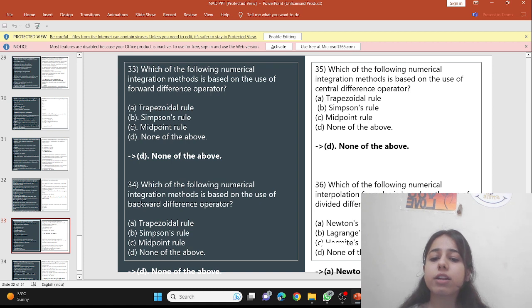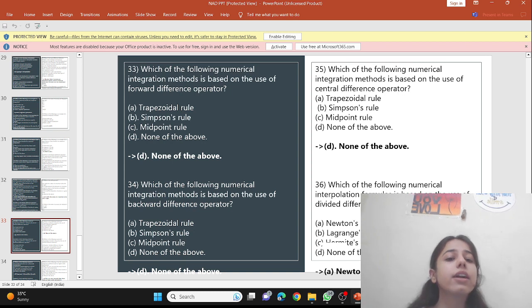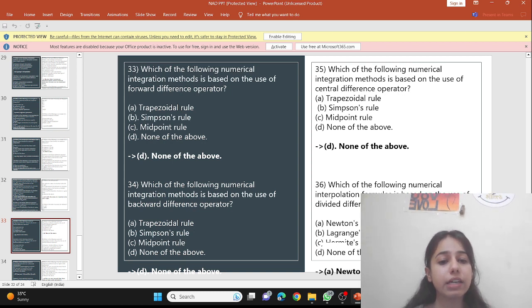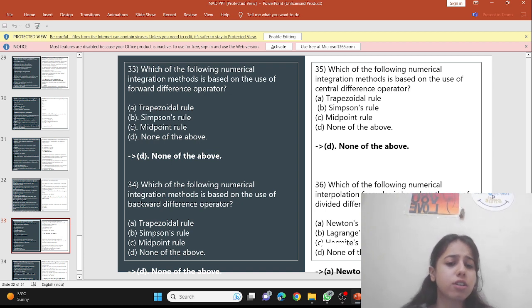34. Which of the following numerical integration methods is based on the use of the backward difference operator? Trapezoidal rule, no. Simpson's rule, no. Midpoint rule, no. None of the above, yes. 35th. Which of the following numerical integration methods is based on the use of the central difference operator? Trapezoidal rule, Simpson's rule, midpoint rule, none of the above. No rule is used for the central difference operator. So the correct option is D, none of the above.